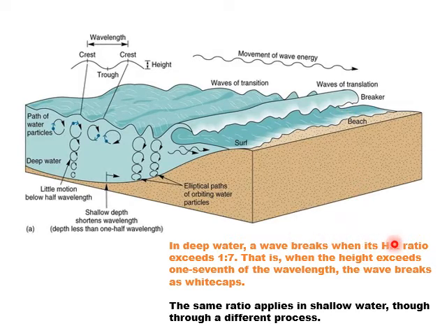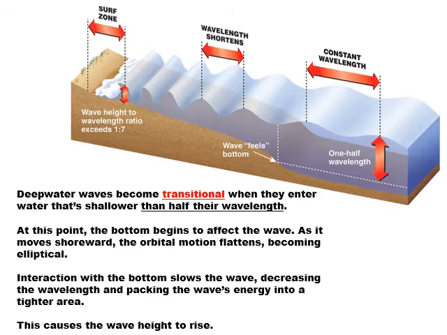That's going to happen when the height to length ratio of the wave exceeds 1 to 7. And that's what we see going on here in this diagram as well. Deep water waves are going to transition into shallow water waves. Circular orbitals are going to go elliptical. The whole thing goes vertical. When the wave height to wave length ratio exceeds 1 to 7, that's when the wave is going to break.